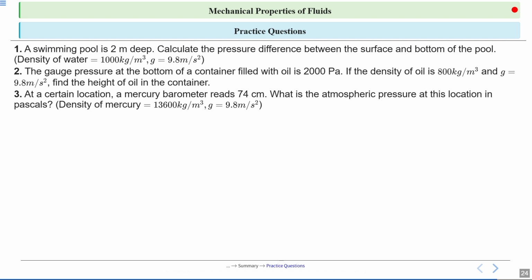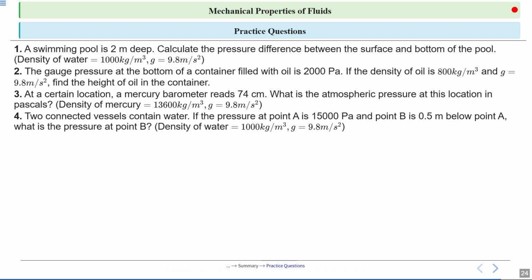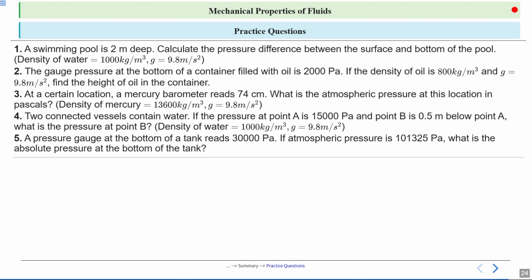At a certain location, a mercury barometer reads 74 centimeter. What is the atmospheric pressure at this location in Pascals? Two connected vessels contain water. If the pressure at point A is 15,000 Pascal and point B is 0.5 meter below point A, what is the pressure at point B? And last, the pressure gauge at the bottom of a tank reads 30,000 Pascal. If atmospheric pressure is 1325 Pascal, what is the absolute pressure at the bottom of the tank?